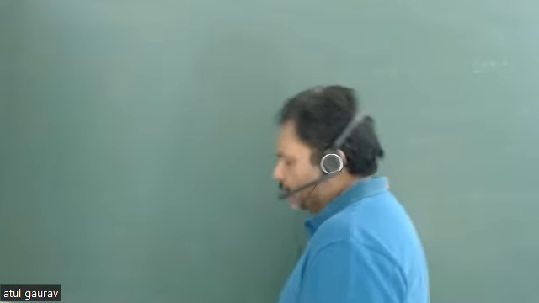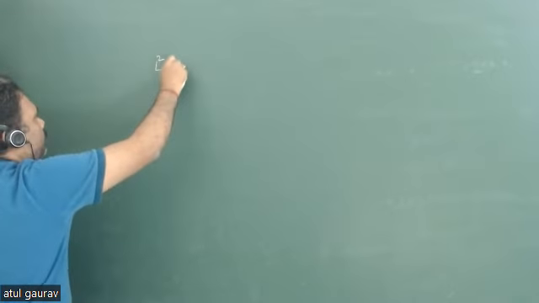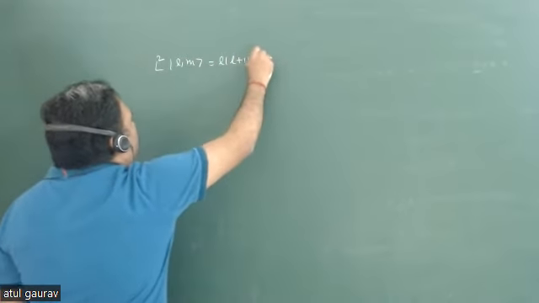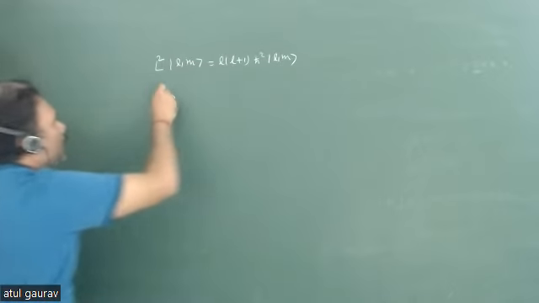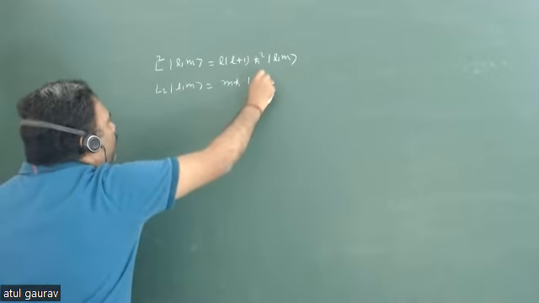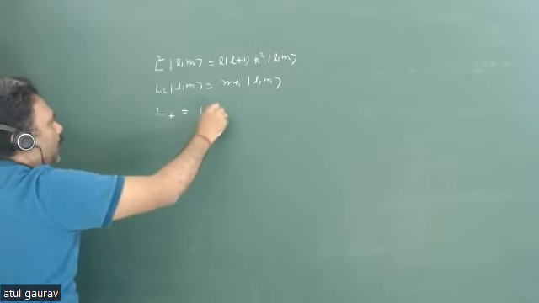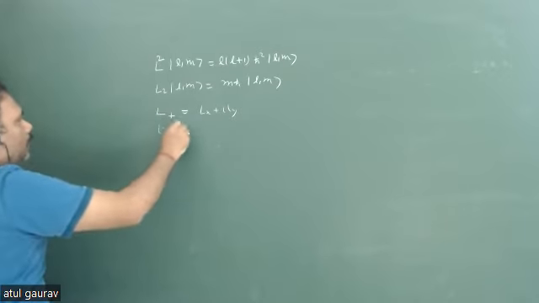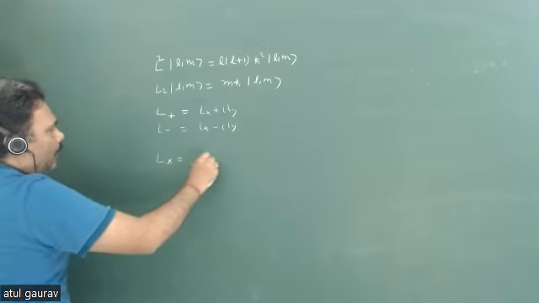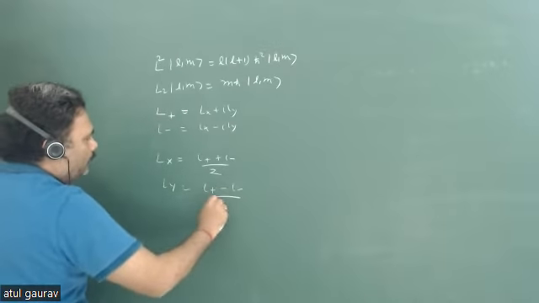So in angular momentum algebra, where you have to focus, obviously the basic thing you have to always remember: L² |l,m> = l(l+1)ħ²|l,m>, Lz |l,m> = mħ|l,m>. But here two operators will help you: one is L+, that is Lx + iLy, another is L-, Lx - iLy. So from here you can write the value of Lx = (L+ + L-)/2 and Ly = (L+ - L-)/2i.